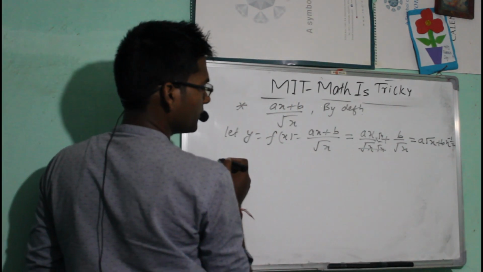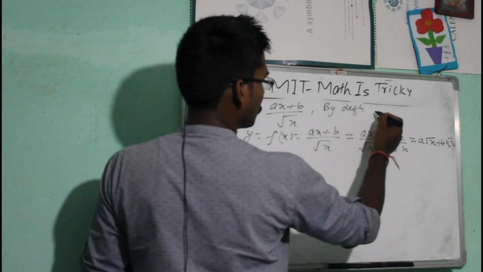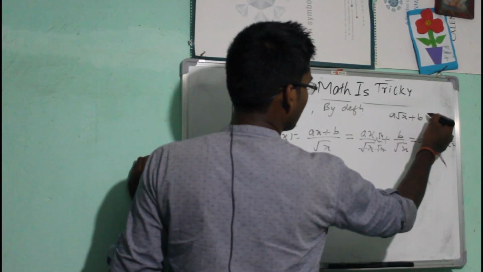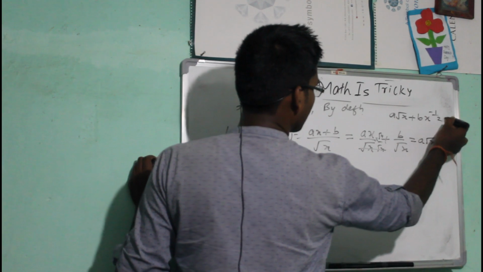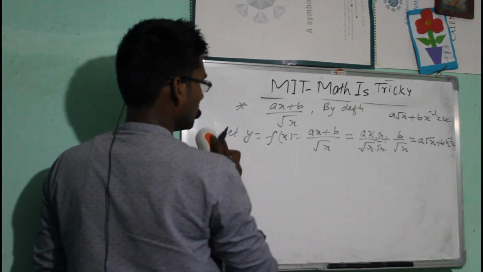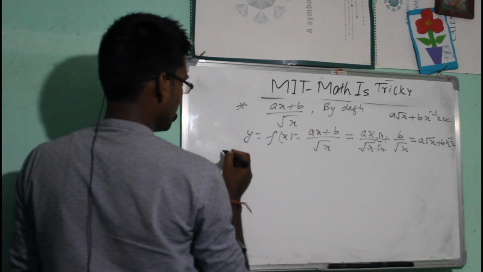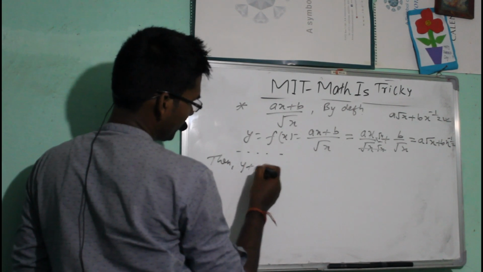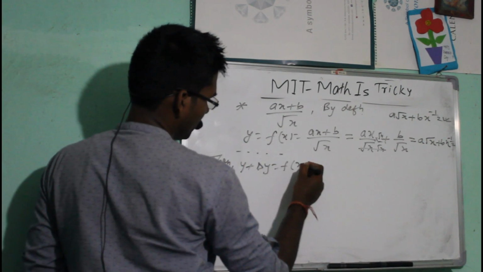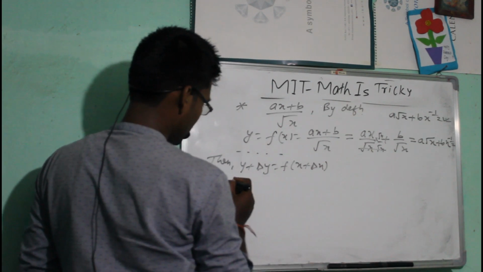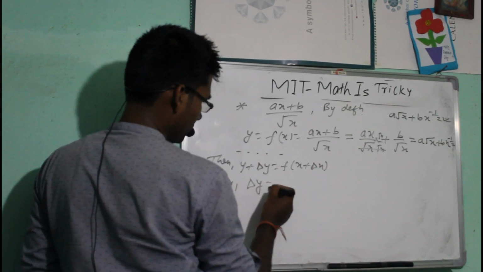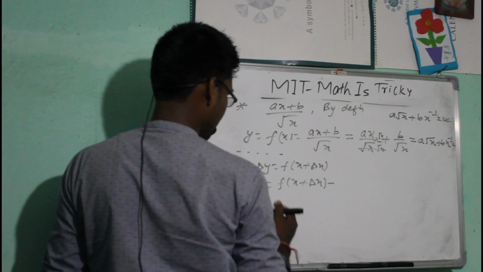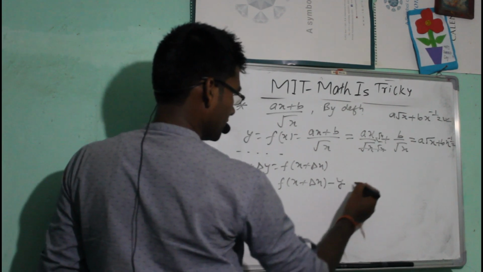So now what we got is simply a√x plus b x^(-1/2). That's the question. Now we are going to find the derivative. We write y plus delta y equals f(x plus delta x). So let's find the value of delta y: delta y equals f(x plus delta x) minus y.